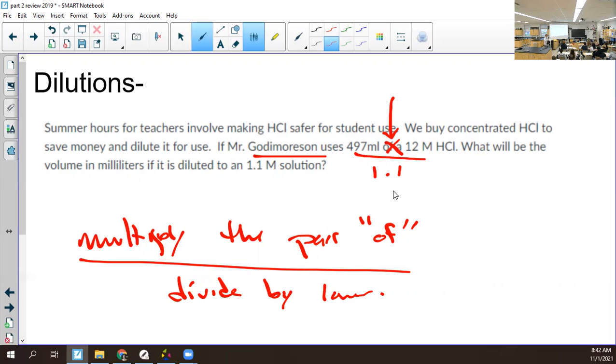Dilutions, it's A times B equals C times D, where you just solve for one of them. So you'll always multiply 2 and divide by the other. The 2 are always connected by of, and then you divide by the one that's alone. This question, you usually are quizzed. You fly through it in like 2 minutes.